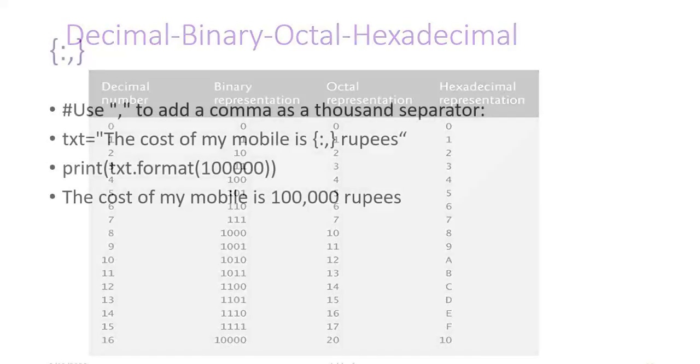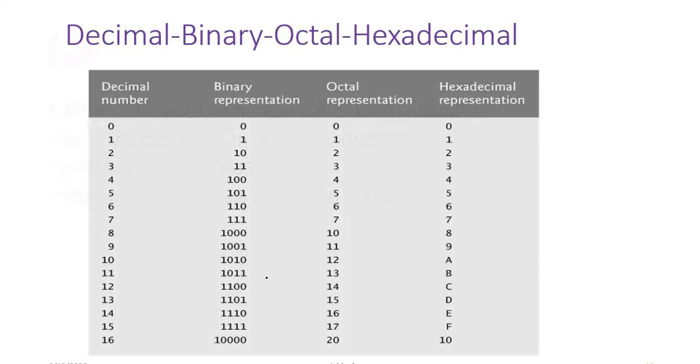Then suppose this is a table which displays the relationship between a decimal number, binary number, octal number, and hexadecimal number. We have already done a video on number system conversion. You just go through the video. To represent a binary number, 0b is used. To represent an octal number, 0o is used. To represent a hexadecimal number, 0x is used.